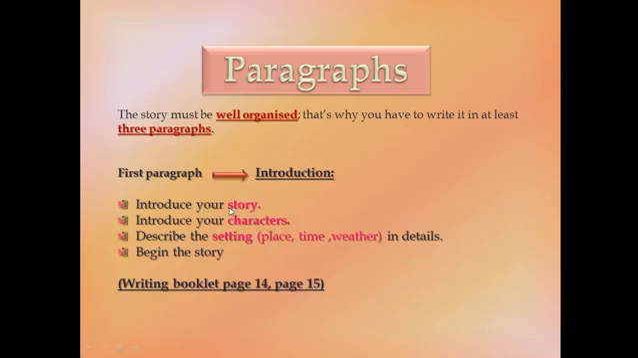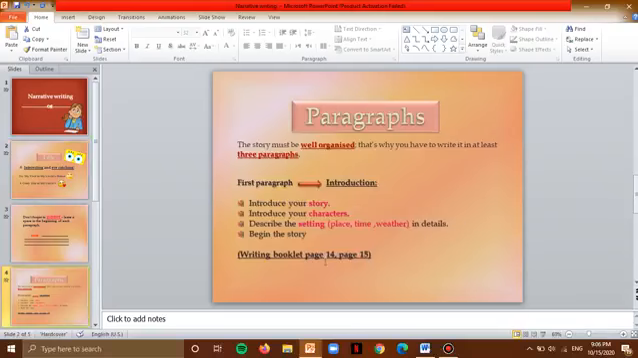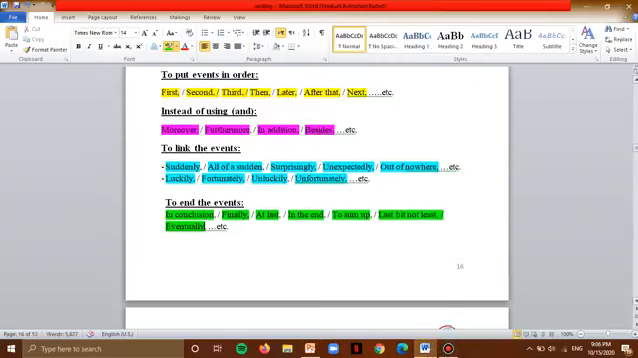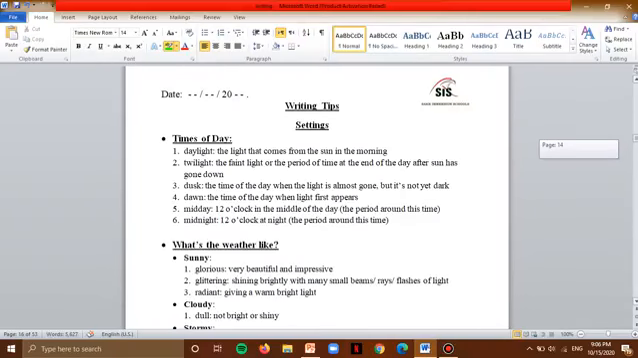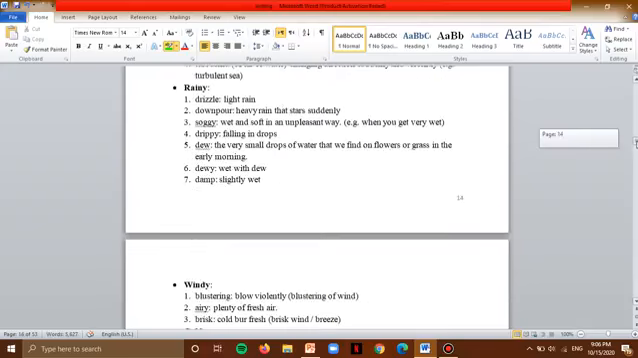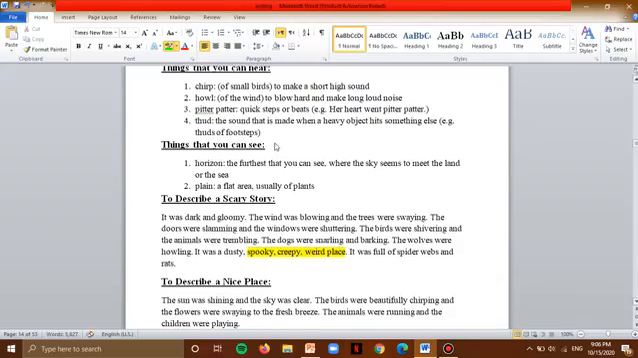We start our story, we introduce our story, we introduce our characters, who are the people responsible for doing the action in my story. I describe the setting. Okay, we said the setting is the place, the time, and the weather. Of course, I describe it in details, and I begin my story. We said that on pages 14 and 15 in my booklet, I will find expressions that I can use to describe my setting, either if it's the time or the weather or the place.